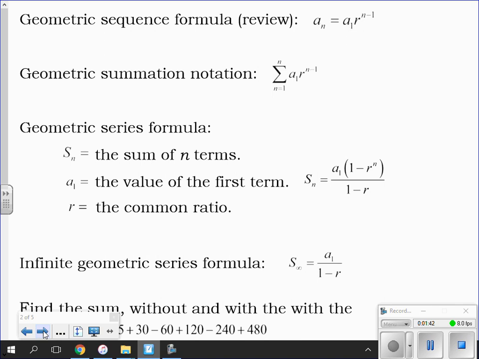Now, if you have a finite series, this is for finite. In other words, they end. You can add up a finite number of terms, the n number of terms. The sum of those first n terms is a sub 1 times 1 minus r to the n, so you take r to the n, subtract that from 1, times a sub 1, divided by 1 minus r.